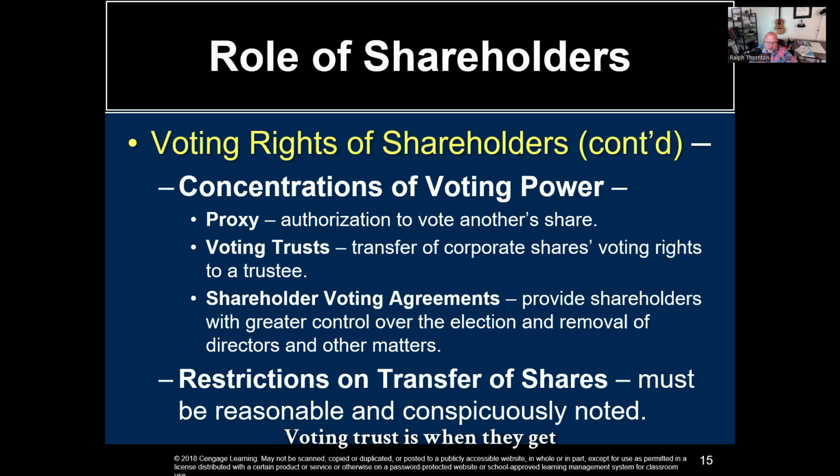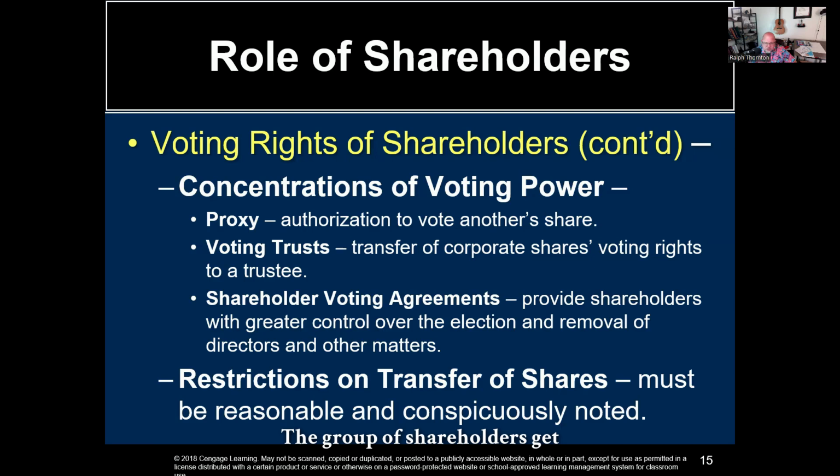your directive. Voting trust is when they get together. They transfer corporate shares, voting rights to a trustee when they get together and they put one person in charge of it. Then shareholder voting agreements, it provides that shareholders have greater control over the election, and it provides them a greater control over how things work.